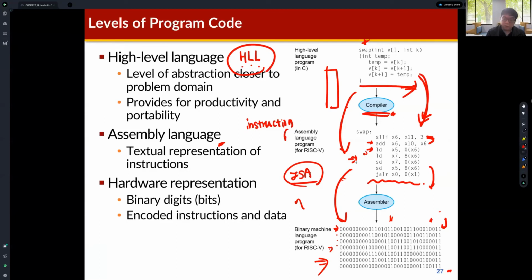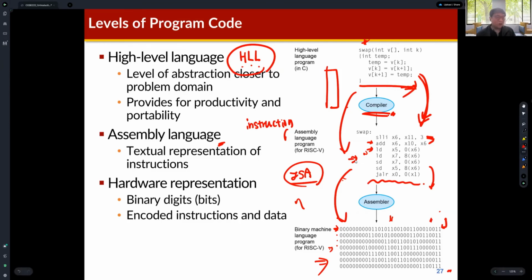The instructions in assembly code are represented in characters like English. As you can see, you can find some English characters here, SLLI, X6, X11, and 3. When we see this assembly code, we can briefly understand how the code works. In this course, we will learn the assembly instructions of the RISC-V ISA.